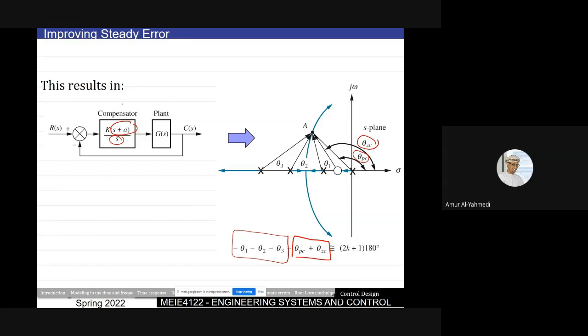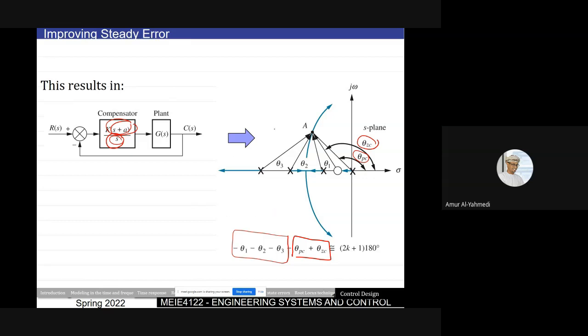So the PI, this is a PI, proportional plus integral controller. I'm adding this to control the steady state error. And I'm adding this to cancel the effect of the pole, so that my root locus will not change, will remain the same. It will pass by, not the same, but it will pass by the same point A.